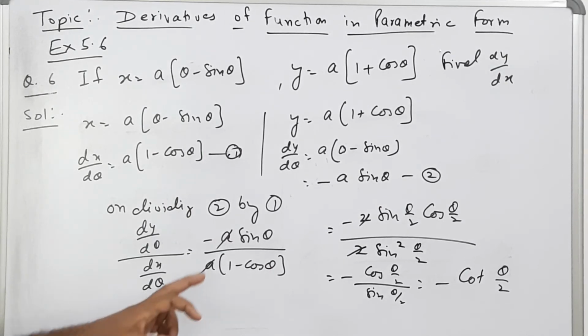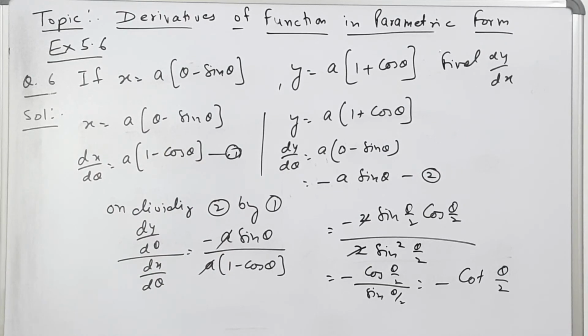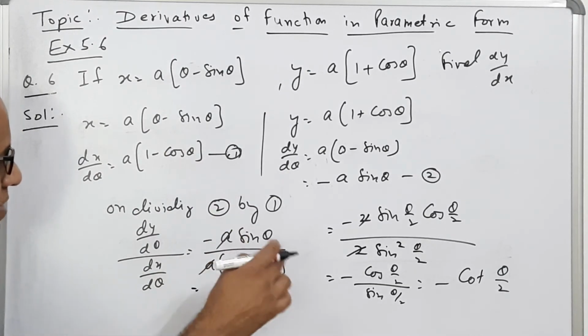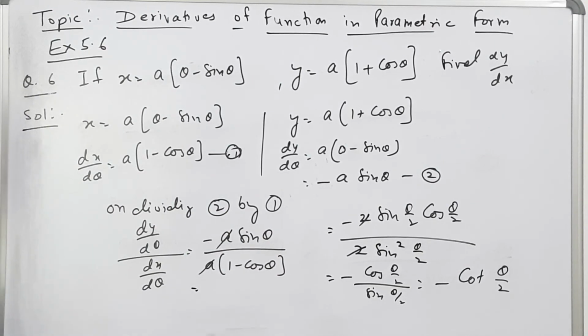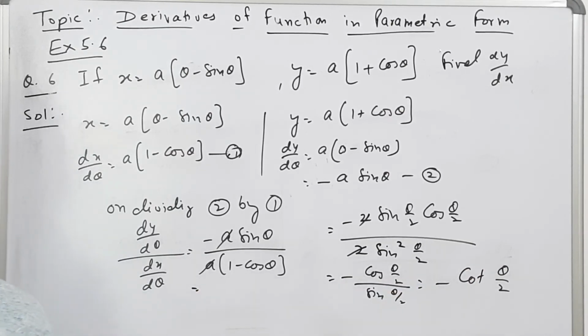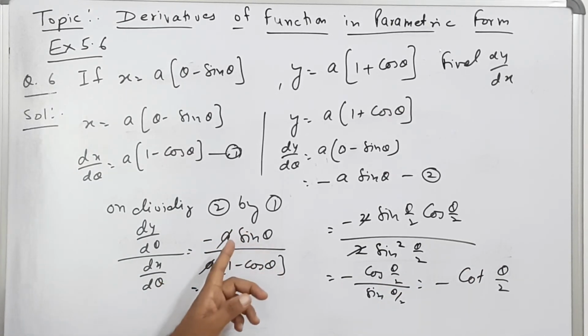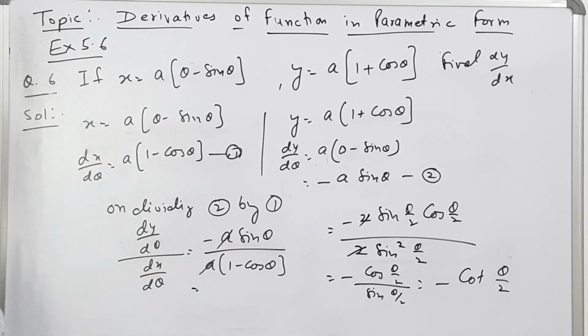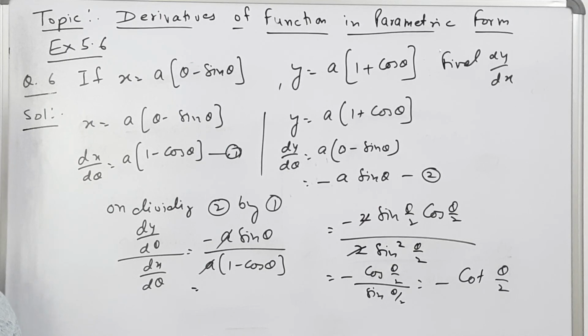In this way, we can find dy by dx. And here the important part is, if you are leaving the sum at this step, then also it is correct. But suppose in the question it is asked that prove that dy by dx is minus cot theta by 2. Then if you write up to this part, it will be an incomplete answer. So you have to complete up to that particular part. Okay, thank you.